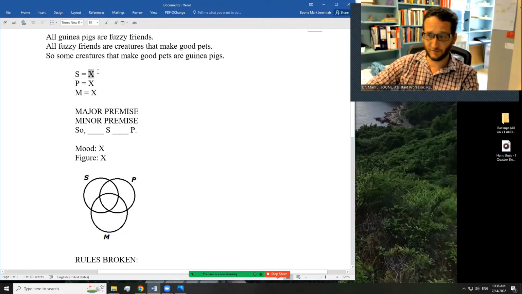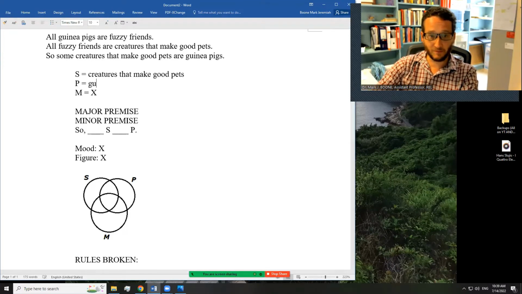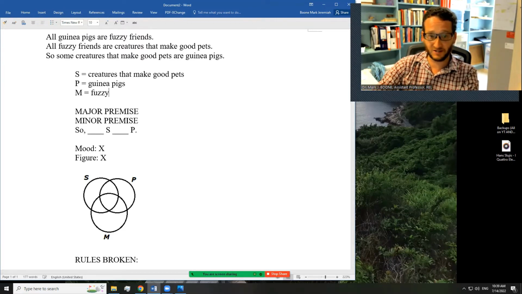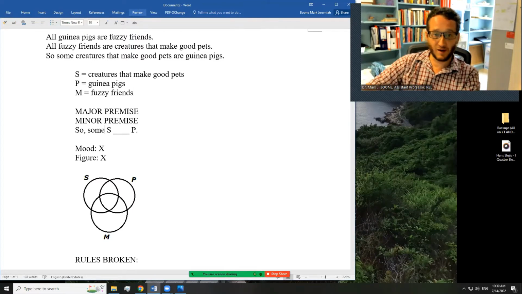The minor term is the first term appearing in the conclusion. And that would be creatures that make good pets. Guinea pigs is the major term. And the middle term is the other one, the one in the premises. So the conclusion here is some S are P. Some creatures that make good pets are guinea pigs.